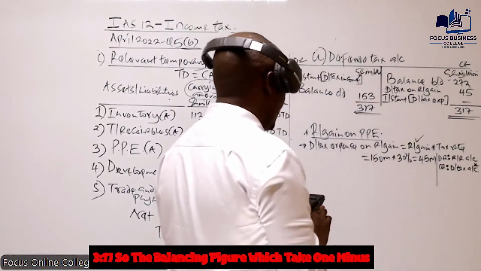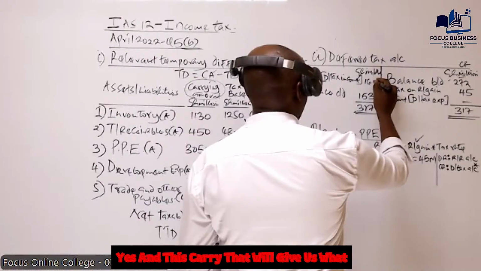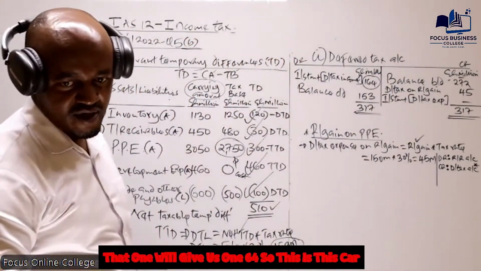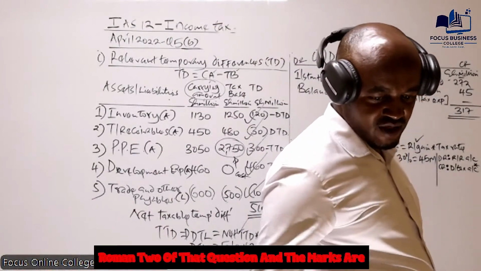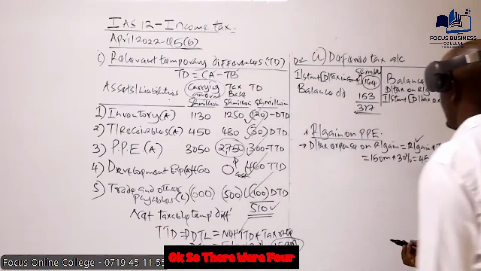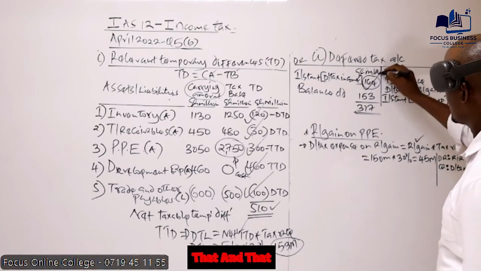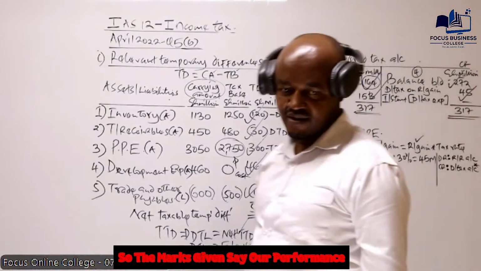317. So the balancing figure, which takes 1 minus, yes, basically that one will give us 164. So this is basically what is recorded in Roman 2 of that question, and the marks allocated there were 4. So automatically what is marked here is this, that, and that. So the marks given here were 4 marks.